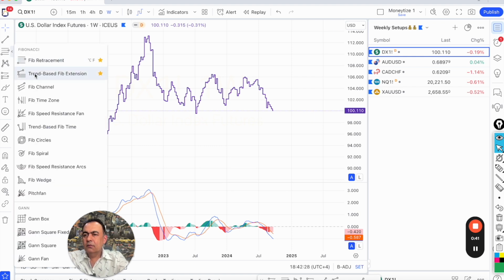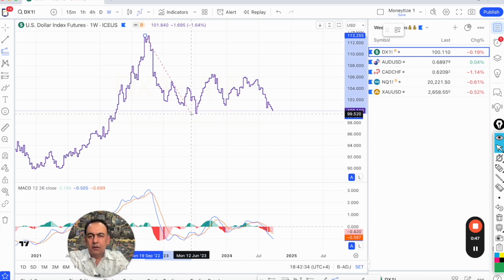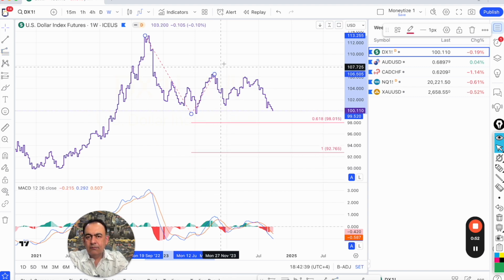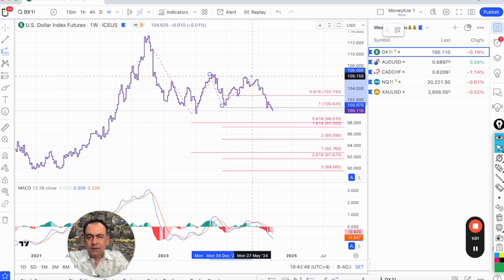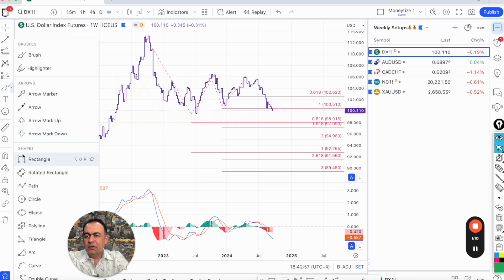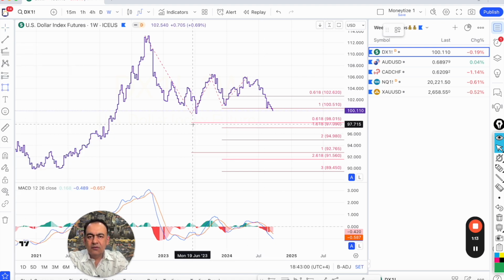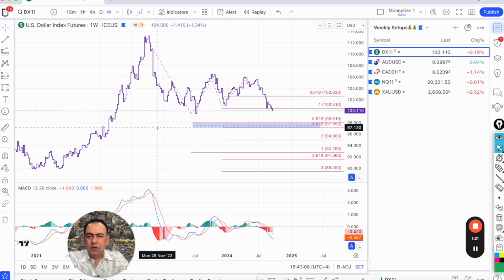Starting from the highest point, connecting to the first low created on the weekly chart, and joining back to the lower high. I need to do it one more time on the lower high, the next low created and the next lower high formed. Now if you notice, we have two fib extension lines coming very close to each other and creating a confluence zone. So this is the zone I'm talking about. We have marked this zone as the upcoming target for dollar index.